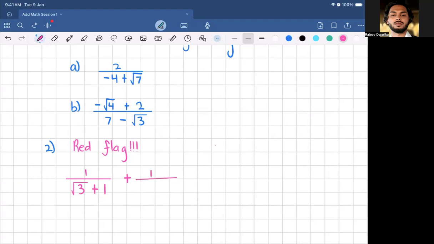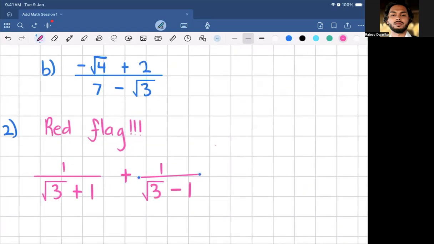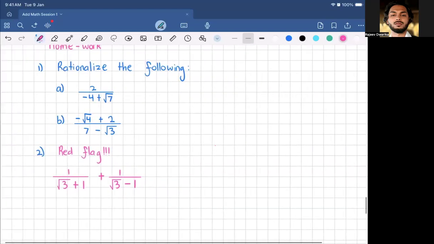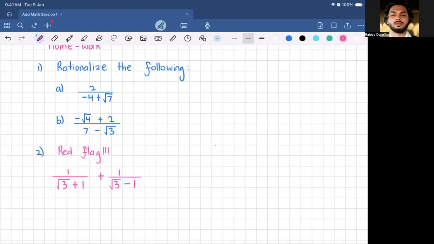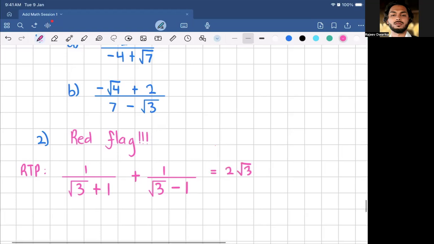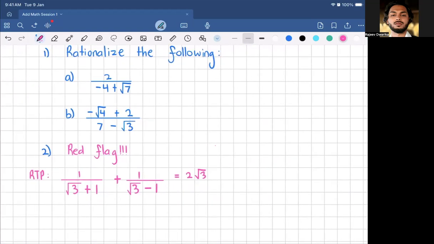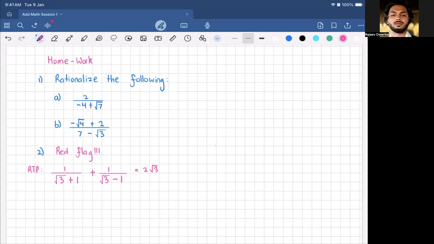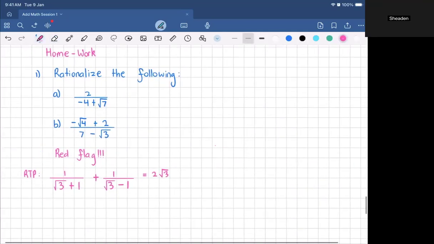If there's one reoccurring theme in maths, you're always trying to find X. Always. So I give you only a red flag for homework. If I just do easy questions, I'm not going to gain anything. So look at the red flag. I want you all to prove that this is equal to 2 root 3. So you all could do that for homework. Would you like any hints or not? No hints? I want to try it without the hint.